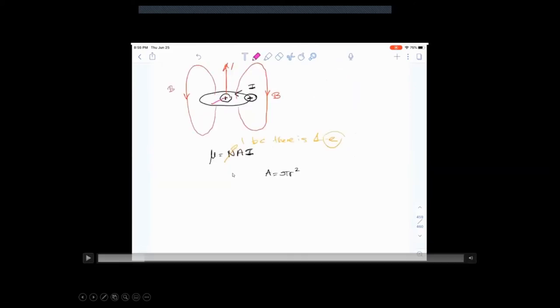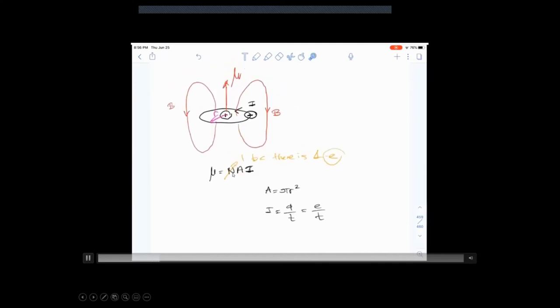Okay, guys, let me just get back to something. What is it that we're trying to do here? We're trying to come up with a mathematical expression for the dipole moment. So for us to be able to come up with a mathematical expression for the dipole moment, we need to know what current is. For us to know what current is, obviously we know the charge. We need to come up with an expression for time. Okay, now I see what's going on.